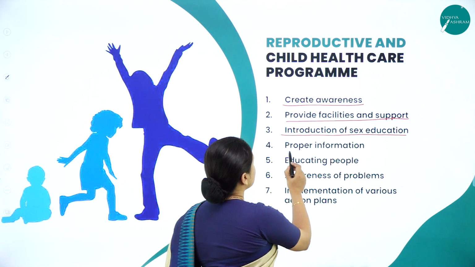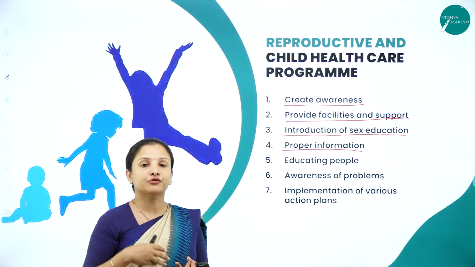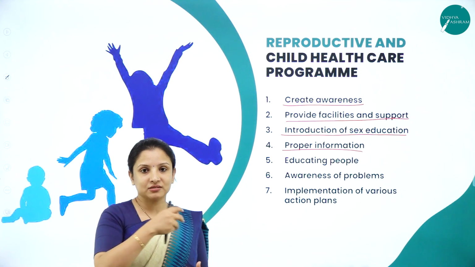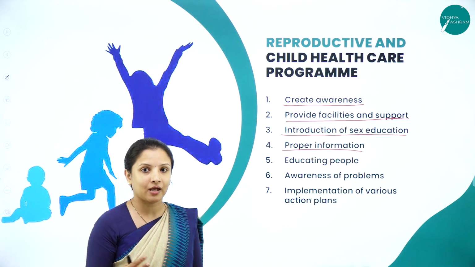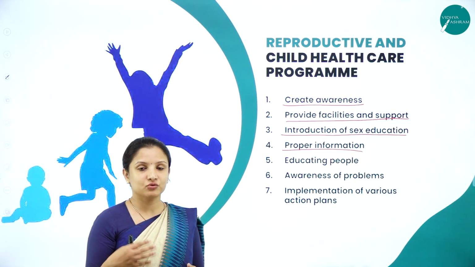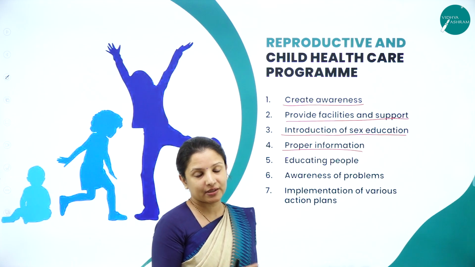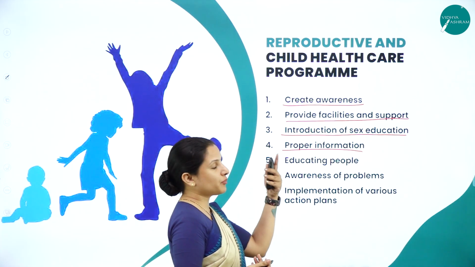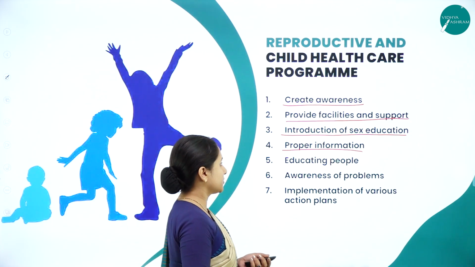Next, proper information was given in the form of pamphlets or brochures or through radio, or vehicles, that is through speakers, they were circulating information regarding child health care and various reproductive health issues, and also some of the other programs related to these that the government framed, all that were introduced to the people. So proper information regarding reproductive health and child care was given to the people.